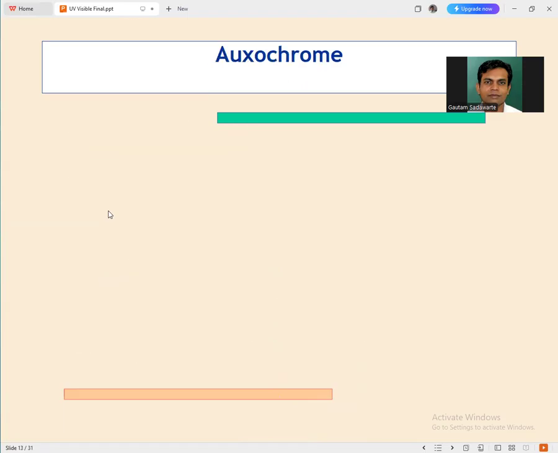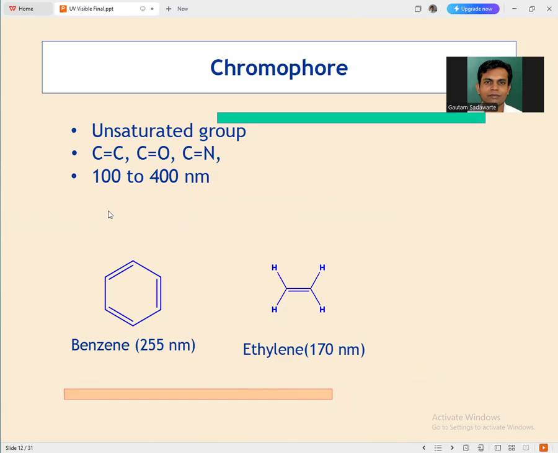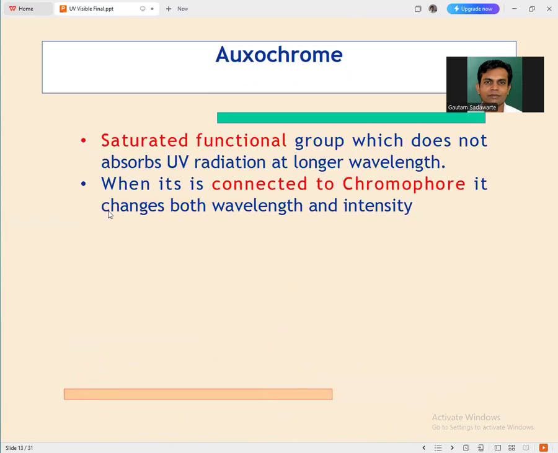Now the second one is the auxochrome. An auxochrome is a saturated group, whereas the chromophore is unsaturated. The auxochrome is a saturated group which does not absorb UV radiation at a longer wavelength. See, OH does not absorb anything. But when it is connected to a benzene ring, or to a compound containing a carbon-carbon double bond, a conjugated system, it changes both the wavelength as well as the intensity.